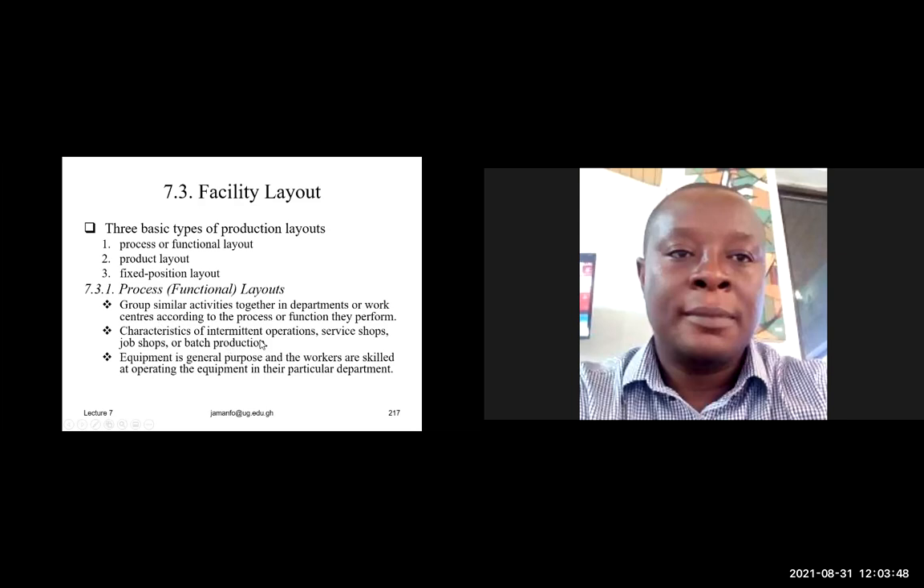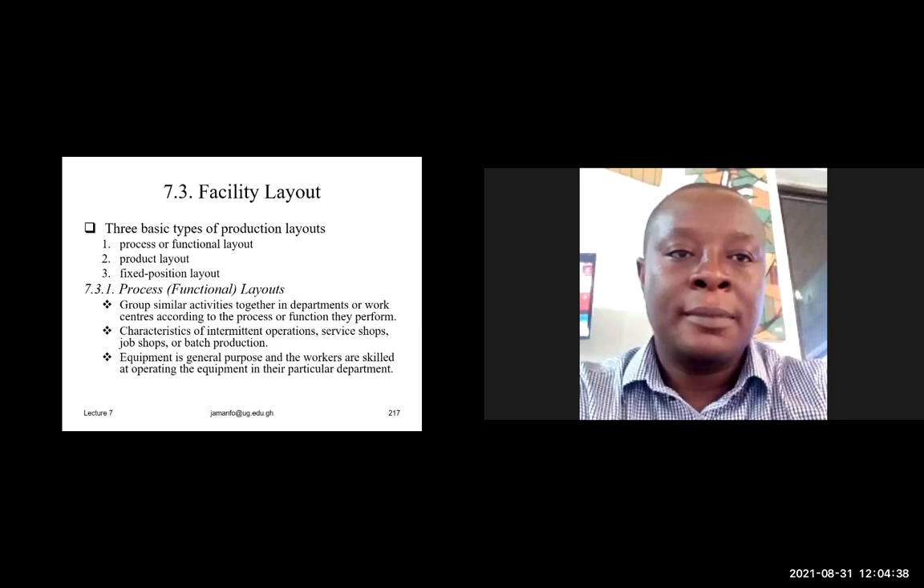This layout is characteristic of intermittent operations, service shops, job shops, or batch production. Because not every product would have to go through all the machines within the environment. When a job enters the facility, the job will be routed to the area where machines that can perform the work needed are kept.